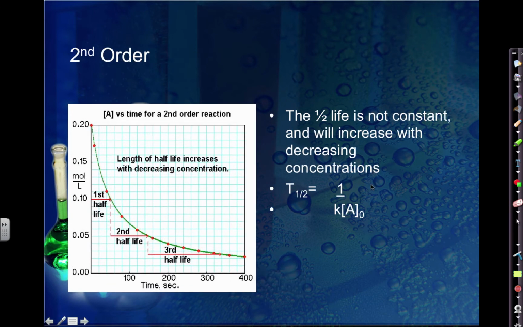Now, with a second-order reaction, half-life is not constant, and it will increase with decreasing concentrations. So basically, as my concentration gets lower and lower, the half-life increases, so the time it takes for it to decay or disappear or decrease would be longer and longer. So for the half-life in this case, I would take 1 divided by K times the initial concentration. And I know the first-order and second-order half-life equations are given to you on the AP reference sheet.